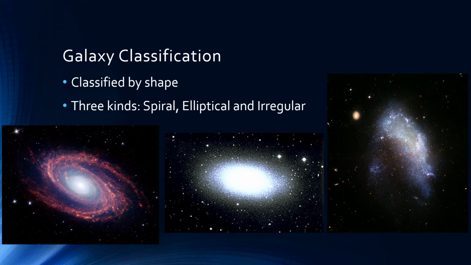We classify our galaxies based on shape. We have three basic types. We have our spiral galaxy. We have our elliptical galaxy. Ellipses are basically ovals. And then we have our irregular galaxies, which don't fit into either the spiral or elliptical category.